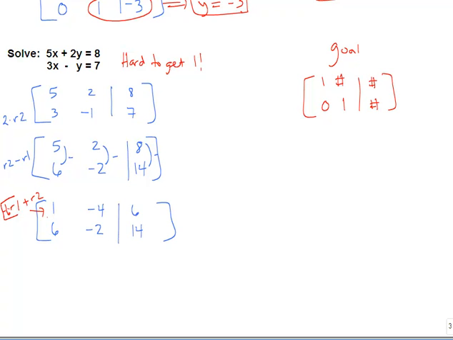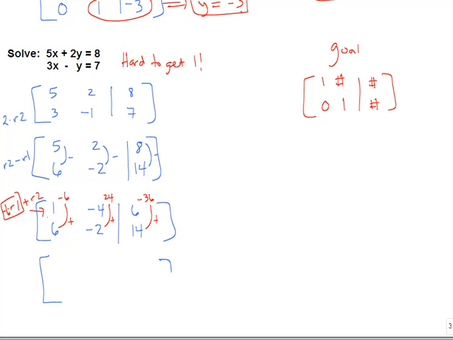So let's do the multiplication first. Negative 6 times 1 is negative 6. Negative 6 times negative 4 is positive 24. And negative 6 times 6 is negative 36. Now I'm going to add that answer to my bottom row.